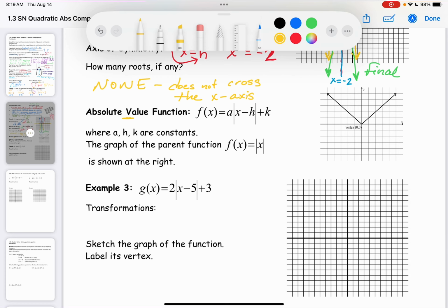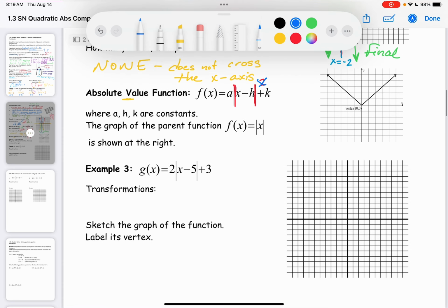So as we're looking at this, it's very, very similar, okay? There's two things that are different about it. One, it's got absolute value bars instead of parentheses, and it doesn't have the exponent of 2, okay? So that is not there. So it's very, very similar, and all of the transformation rules are the same. All of their results are the same. All of the order is the same, okay? So let's jump right into an example.